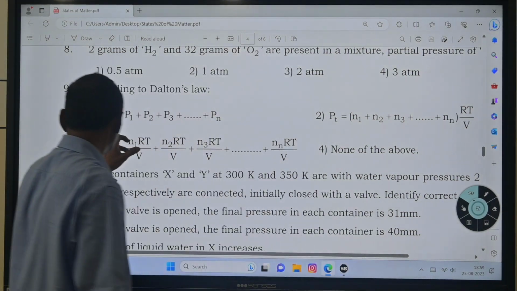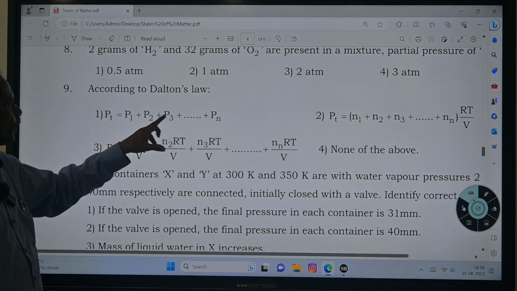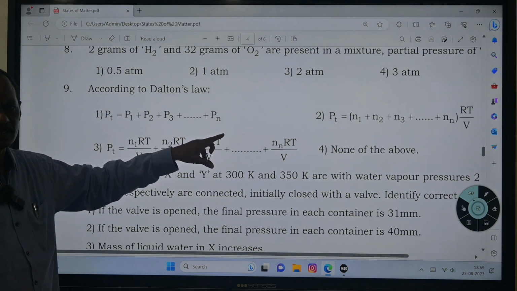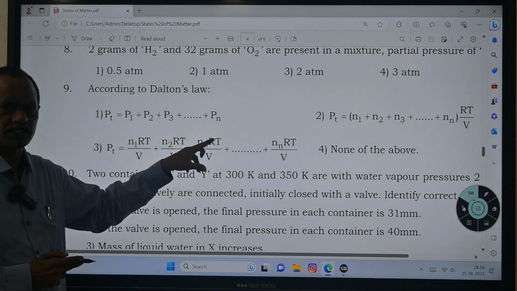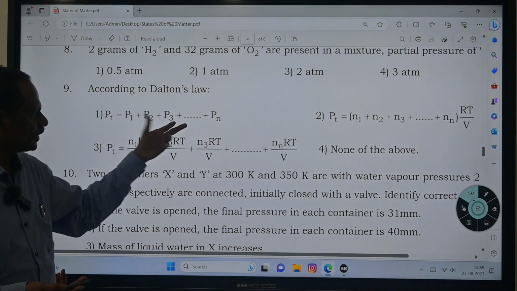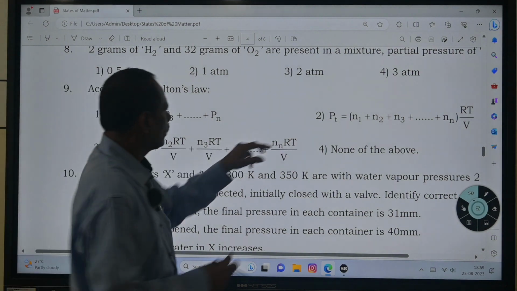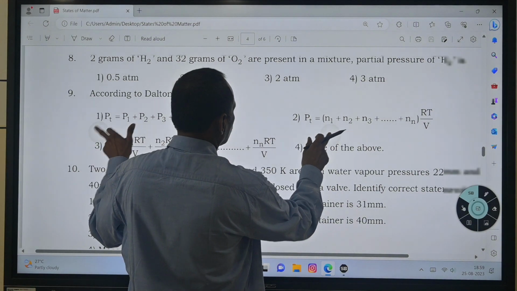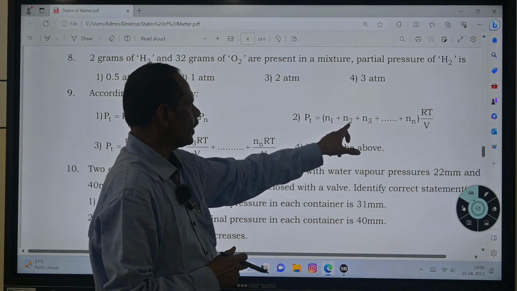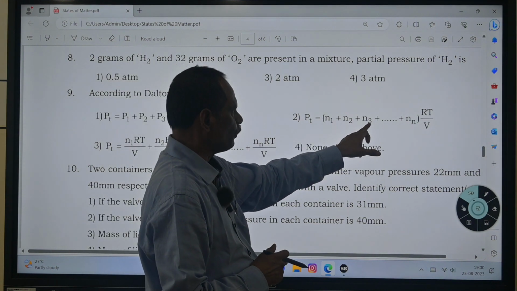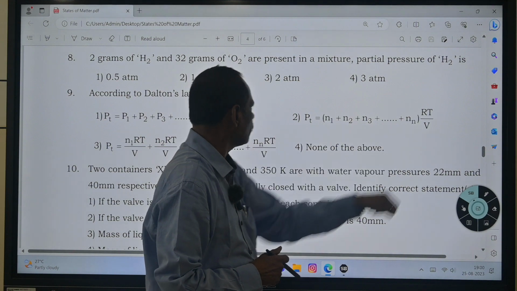According to Dalton's law, total pressure is equal to P1 plus P2 plus P3 up to Pn. That's right. The total pressure of a gas mixture is equal to the sum of the pressures of all the gases present in the mixture. It's right. Now observe the second option: total pressure of the gas mixture is equal to number of moles of first gas plus number of moles of second gas plus number of moles of third gas up to n, into RT by V.